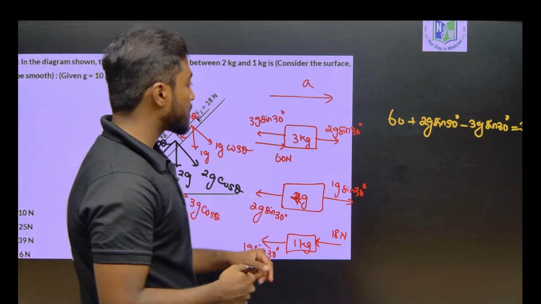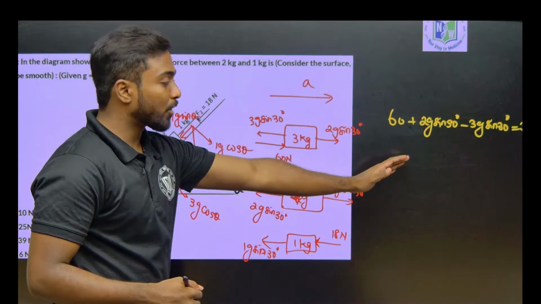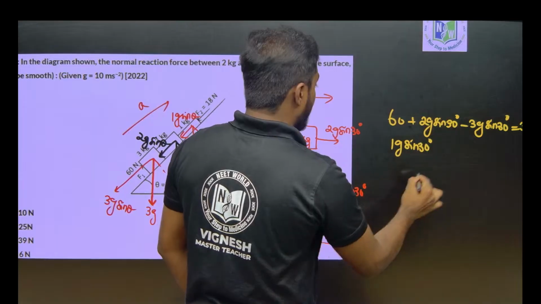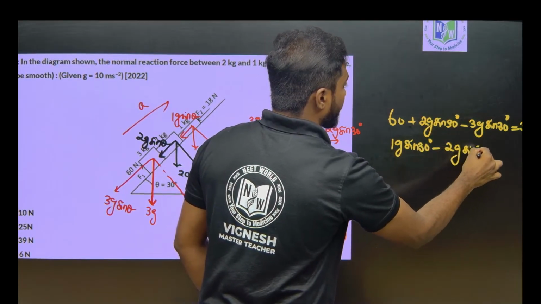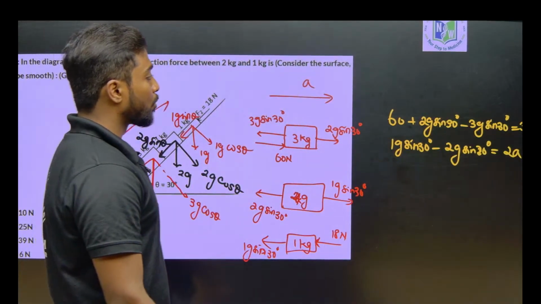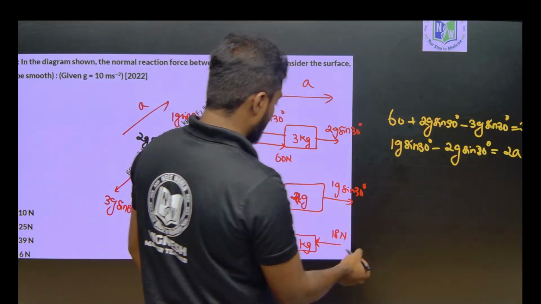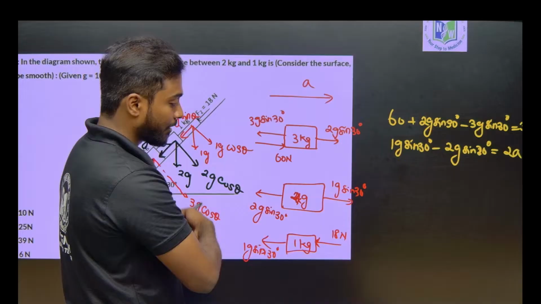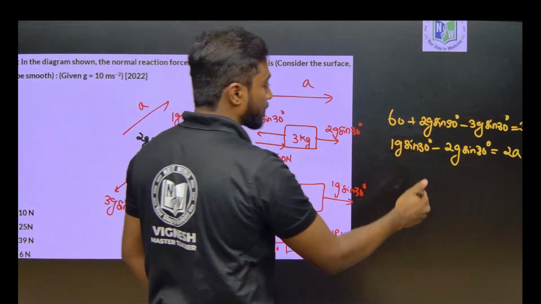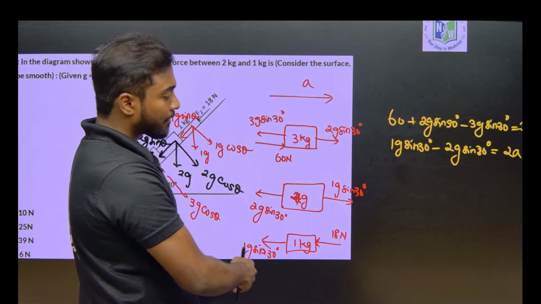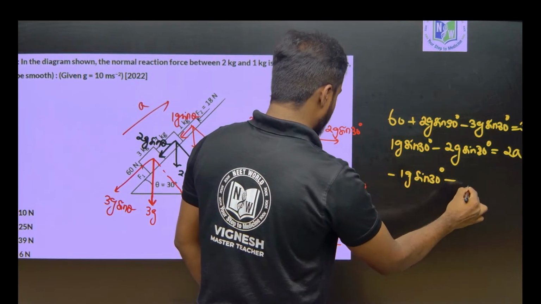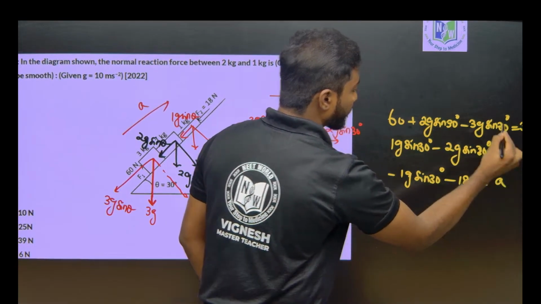What about the second equation? Similarly, this block is moving in this direction, so 1g sin 30 degree minus 2g sin 30 degree should be equal to 2a. Now what about the third one? This force is acting in the opposite direction, and acceleration is in this direction, so both are negative. So minus 1g sin 30 degree minus 18 should be equal to a.